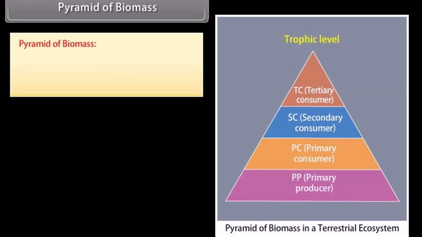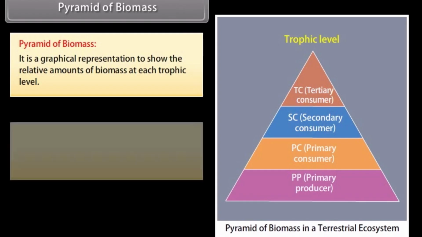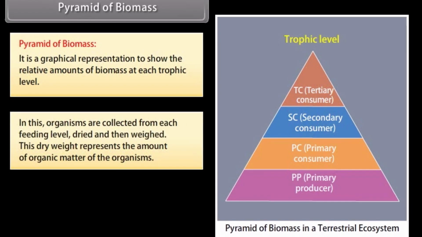Pyramid of biomass. It is a graphical representation to show the relative amounts of biomass at each trophic level. In this, organisms are collected from each feeding level, dried and then weighed. This dry weight represents the amount of organic matter of the organisms.